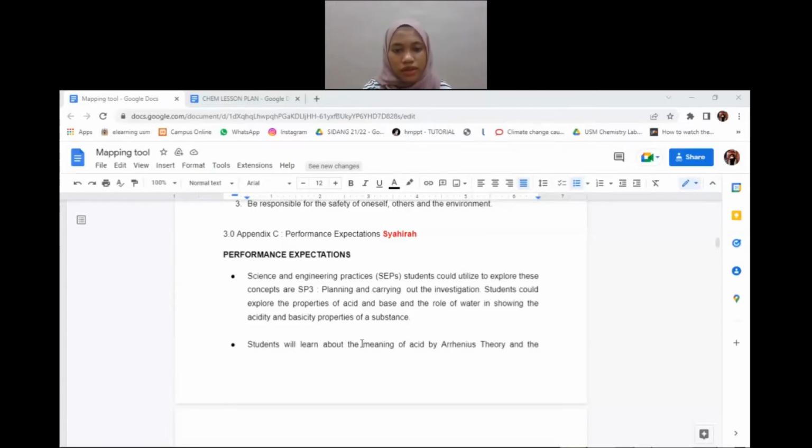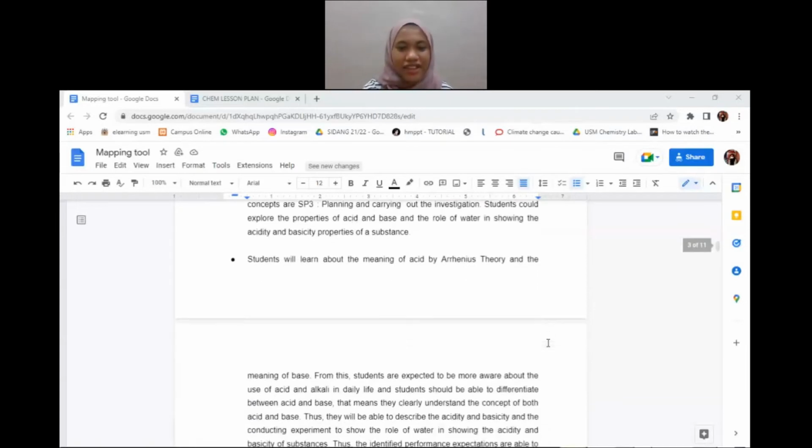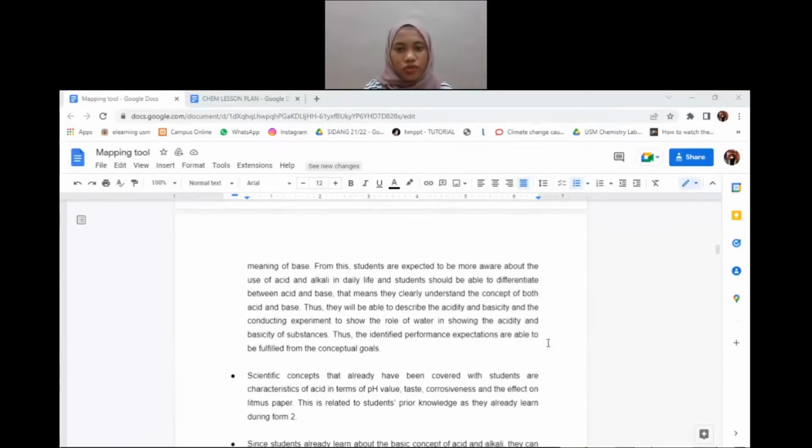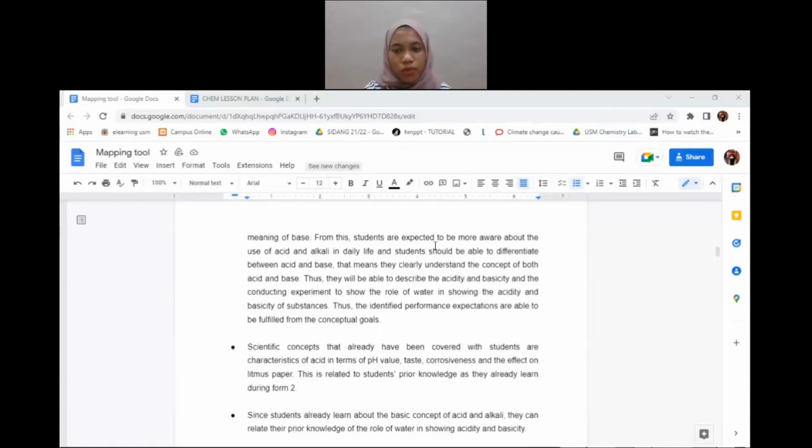So students will learn the meaning of acid by the Arrhenius theory and the meaning of base. From this, students are expected to be more aware of the use of acid and alkali in their daily life, and students should be able to differentiate between acid and base. That means they clearly understand the concept of both acid and base.